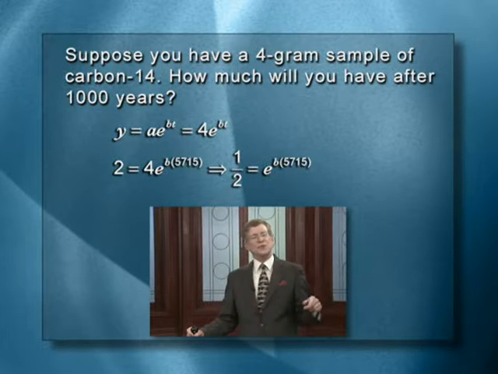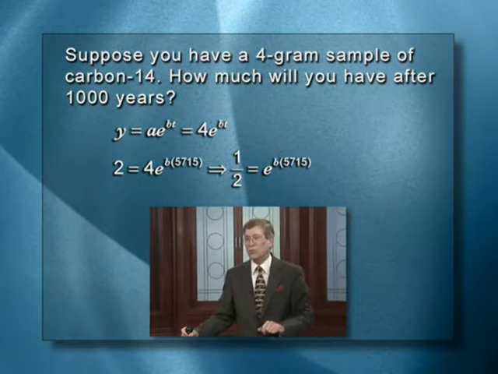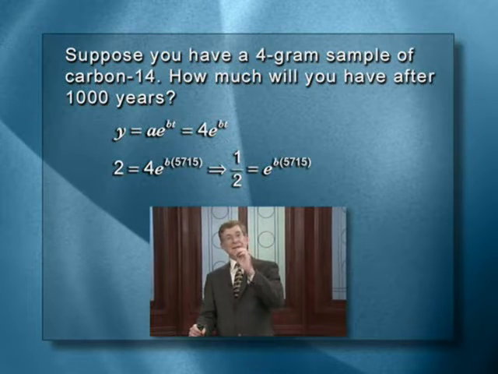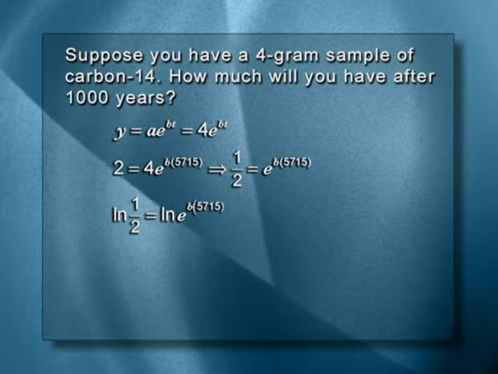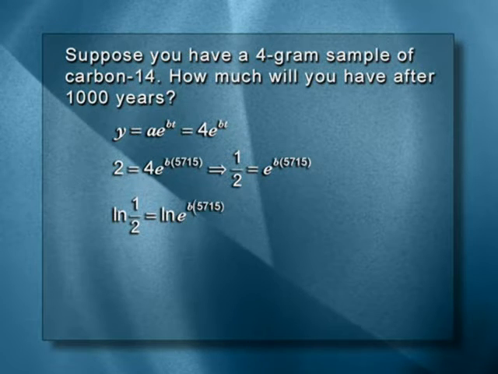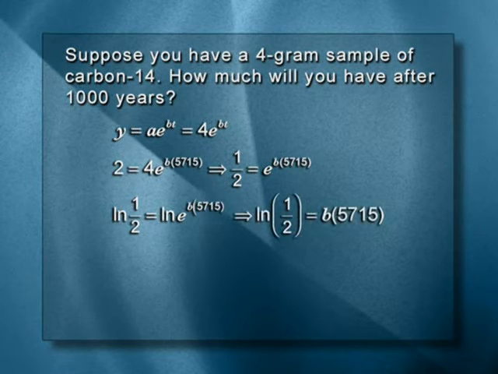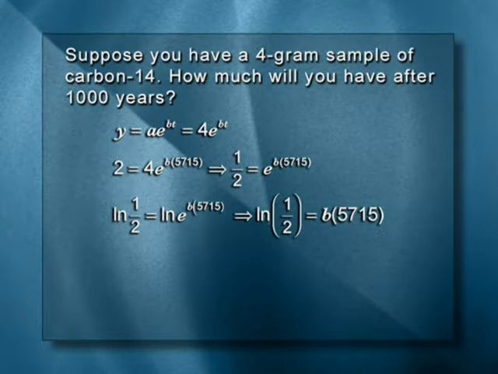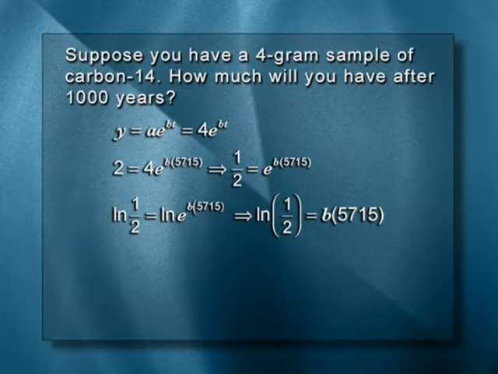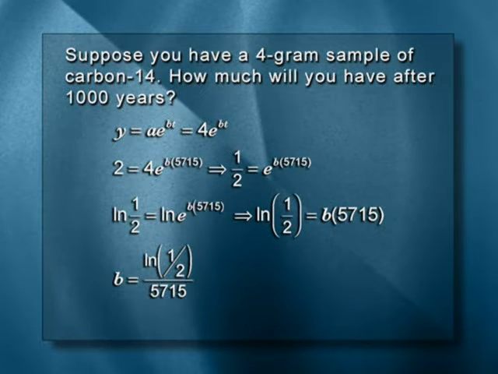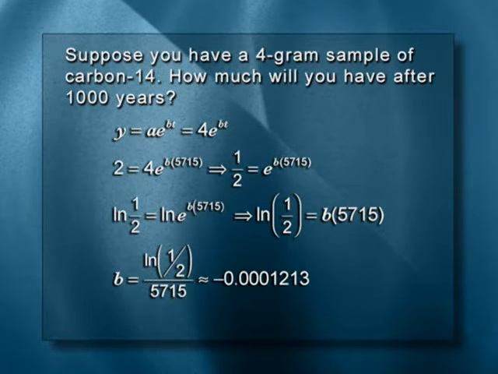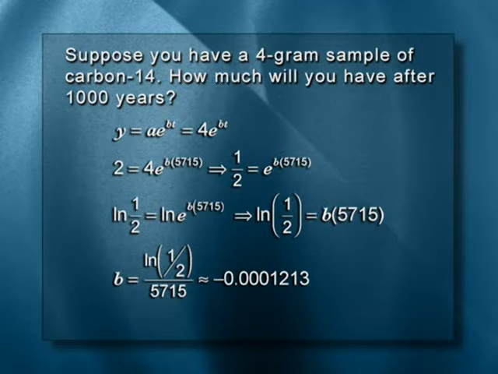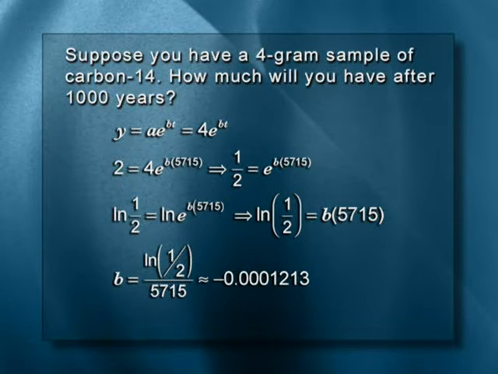How about if I first divide by 4 and I get 1/2 equals e to the power b times 5,715. Take logs of both sides. You know the dance now, I think. And the log and the e cancel, and I have log of 1/2 equals b times 5,715. Divide by that number, and we finally have the value of b. It's approximately minus 0.0001213. That's an approximation of the quotient log of 1/2 divided by 5,715.